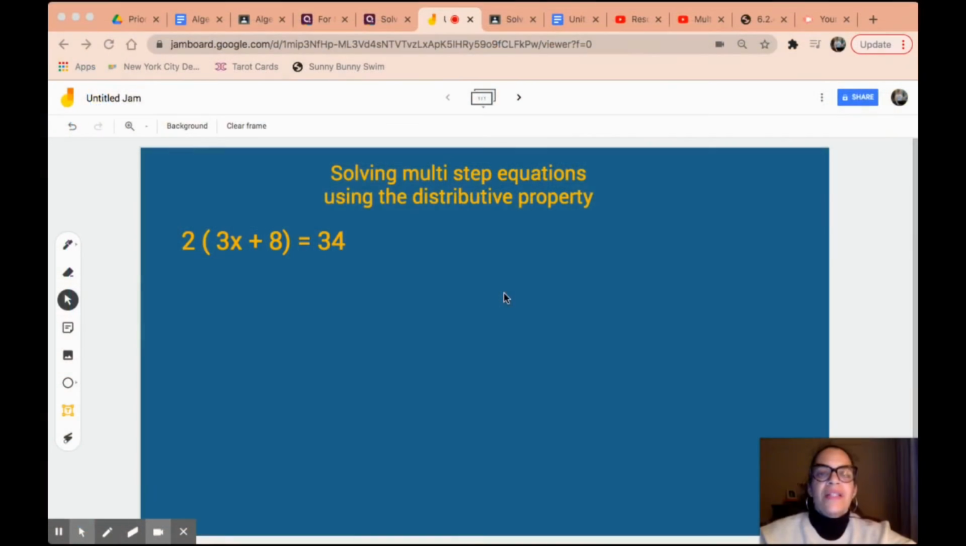Hi students! Today we're going to be solving multi-step equations using the distributive property.